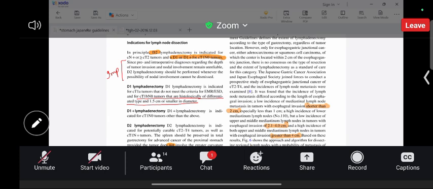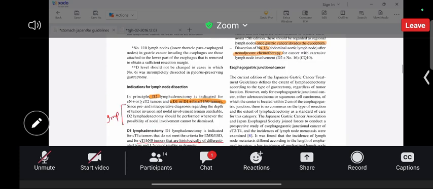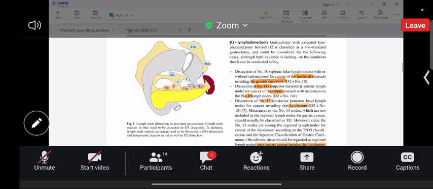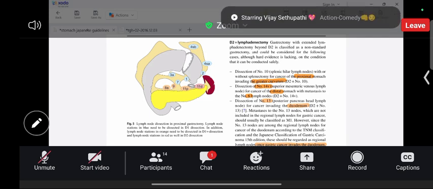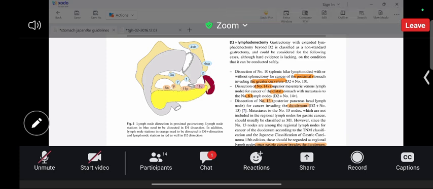Then D2, most of the time we are going to perform D2 for node positive, clinical T2 to T4. The spleen should be preserved in total gastrectomy for advanced cancer of the proximal stomach provided the tumor does not invade the greater curvature. Now, when we do D2 plus, these are not proven by any level 1 evidence, but these are practiced. It has been mentioned in the guideline, and they have also written that the evidence is lacking. So dissection of number 10, that is splenic hilar nodes, with or without splenectomy for cancer of the proximal stomach invading the greater curvature, we can perform.